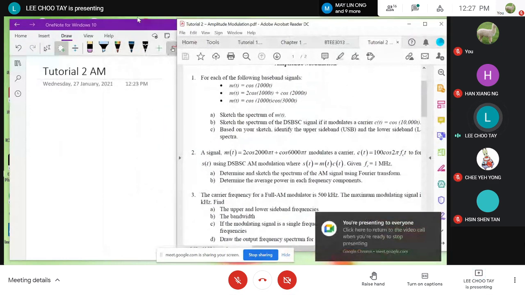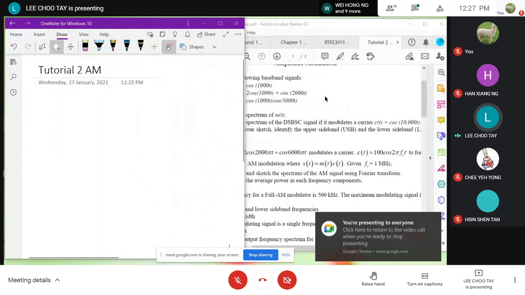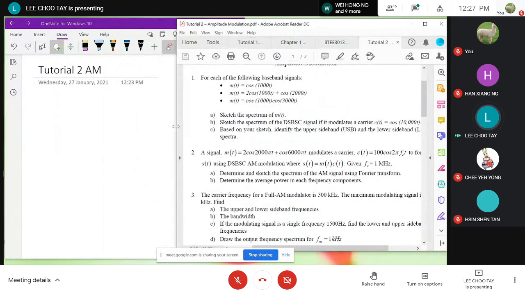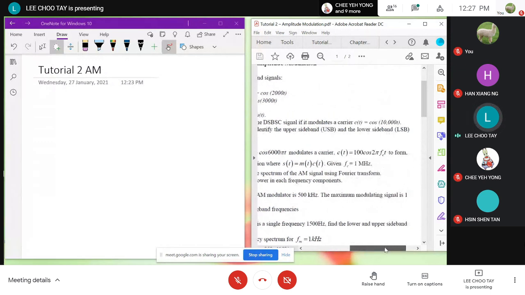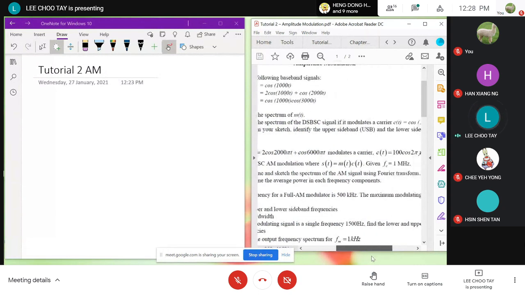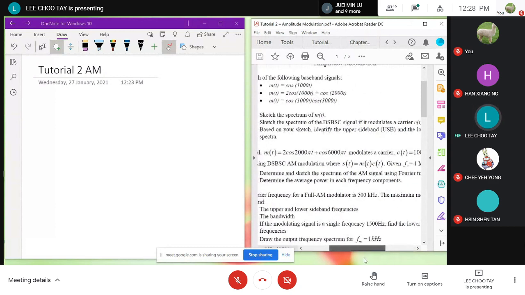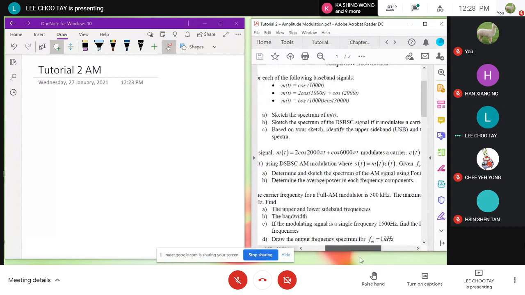All right, can you see my screen? My screen now has two windows. One is the OneNote window, the other is a PDF window. Can you see both windows? Yes. Okay, good. Question number 1: for each of the following baseband signals, sketch the spectrum of m(t), and sketch the spectrum of DSB-SC if it modulates a carrier c(t) equal to cos 10,000t. Based on your sketch, identify the upper sideband and lower sideband spectra. Let's do question 1 first.